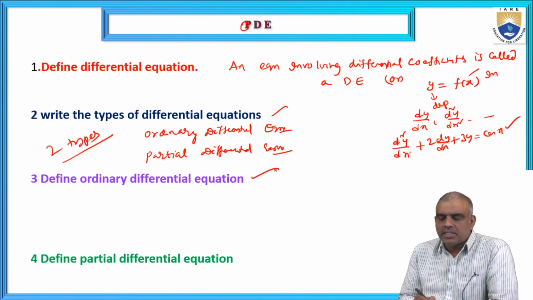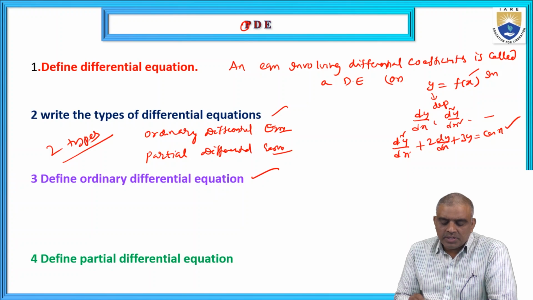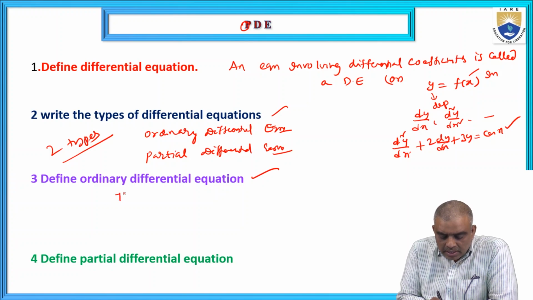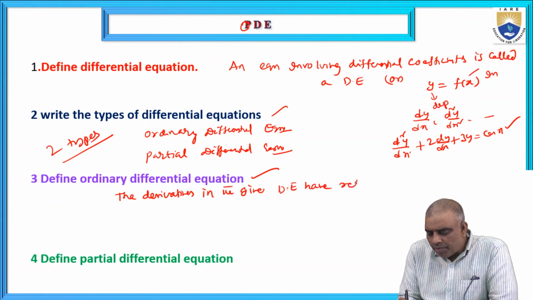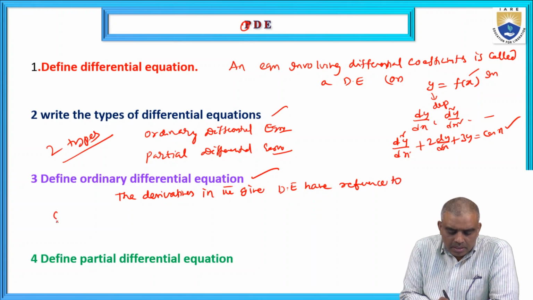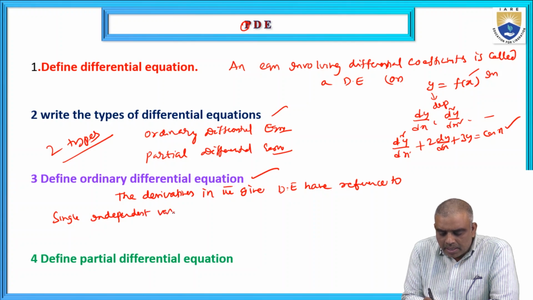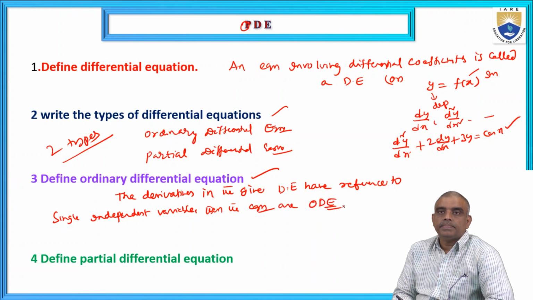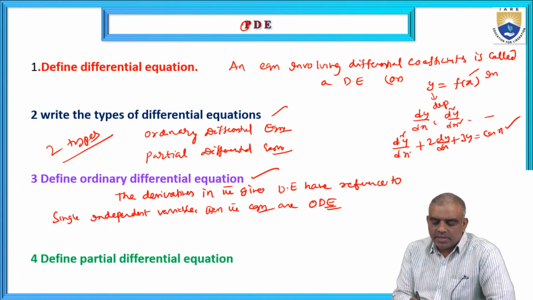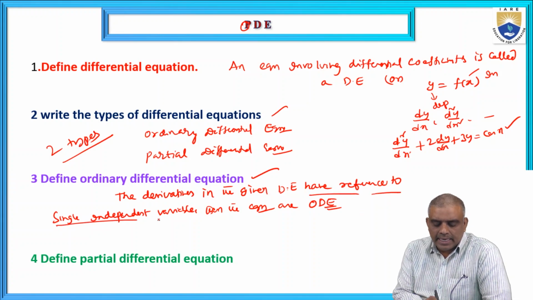So what is an ordinary differential equation? Suppose in the given differential equation, the derivatives have reference to a single independent variable, then the equations are ordinary differential equations. The derivatives in the given differential equation have reference to a single independent variable.